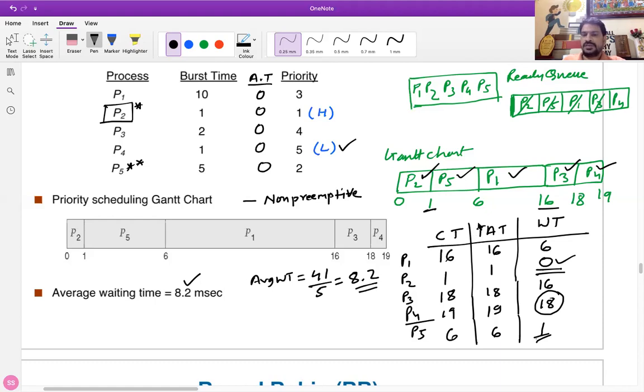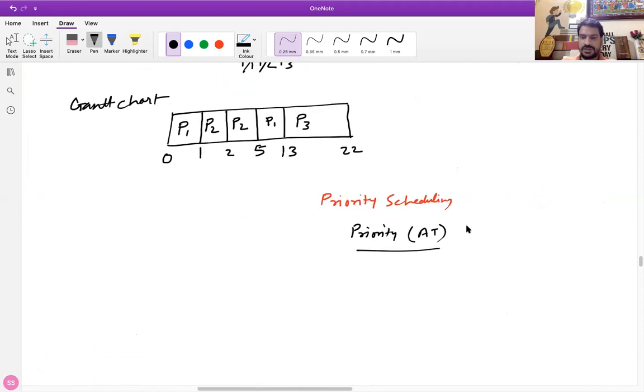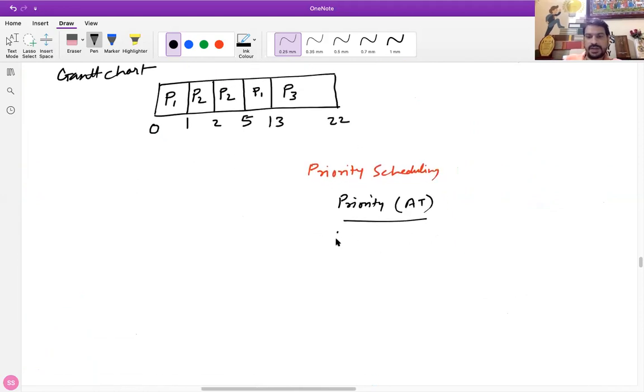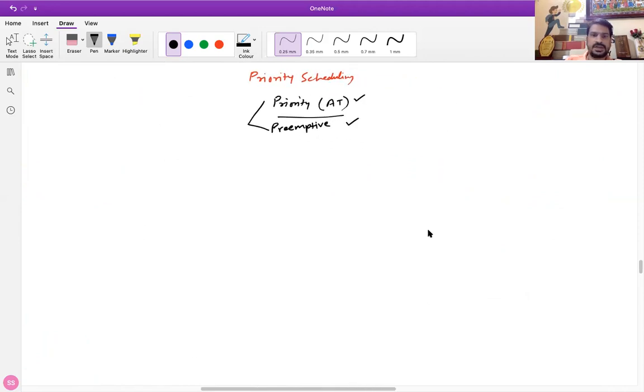Let's see another example where we have to do preemptive scheduling in priority scheduling. So in this, we'll use preemptive. The criteria is priority and the type is preemptive. Let's take one example in that regard. I request all of you to solve along with me.